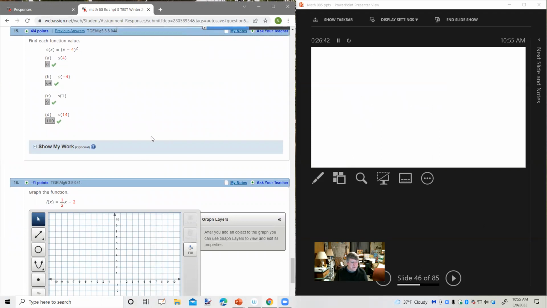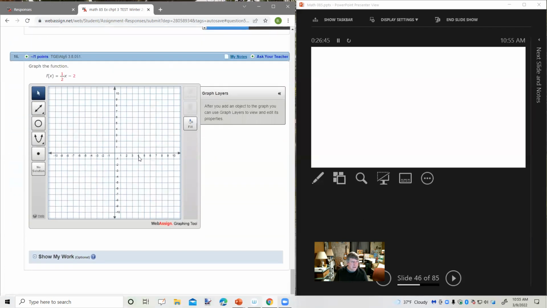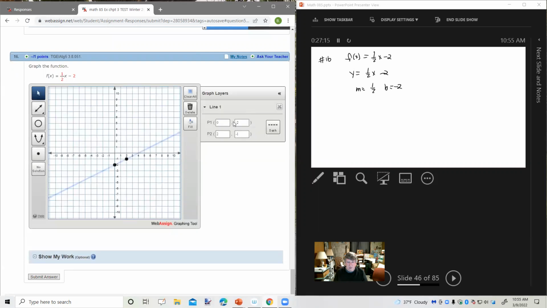Then it says graph the function. Well, this function, number 16, f of x equals 1/2 x minus 2. That's in slope-intercept form. So the slope is 1/2. The y-intercept is -2. So I've got the ordered pair, 0, -2. And then from there, I'm going to go up 1 and over 2. There's my y-intercept. And again, the slope is 1/2. And so that should be all I need.